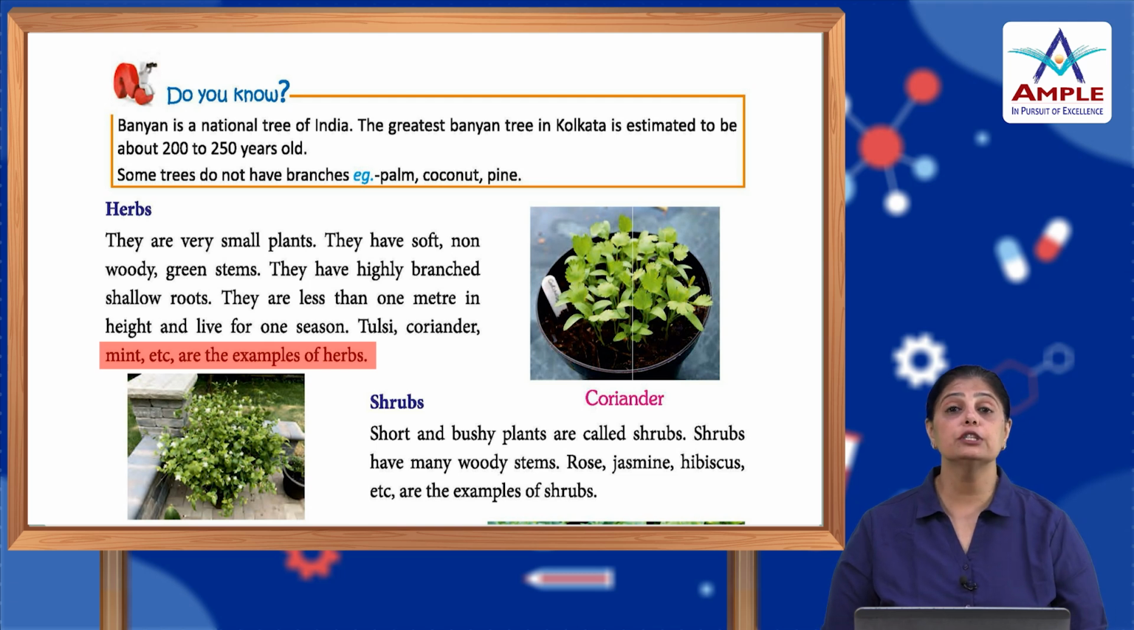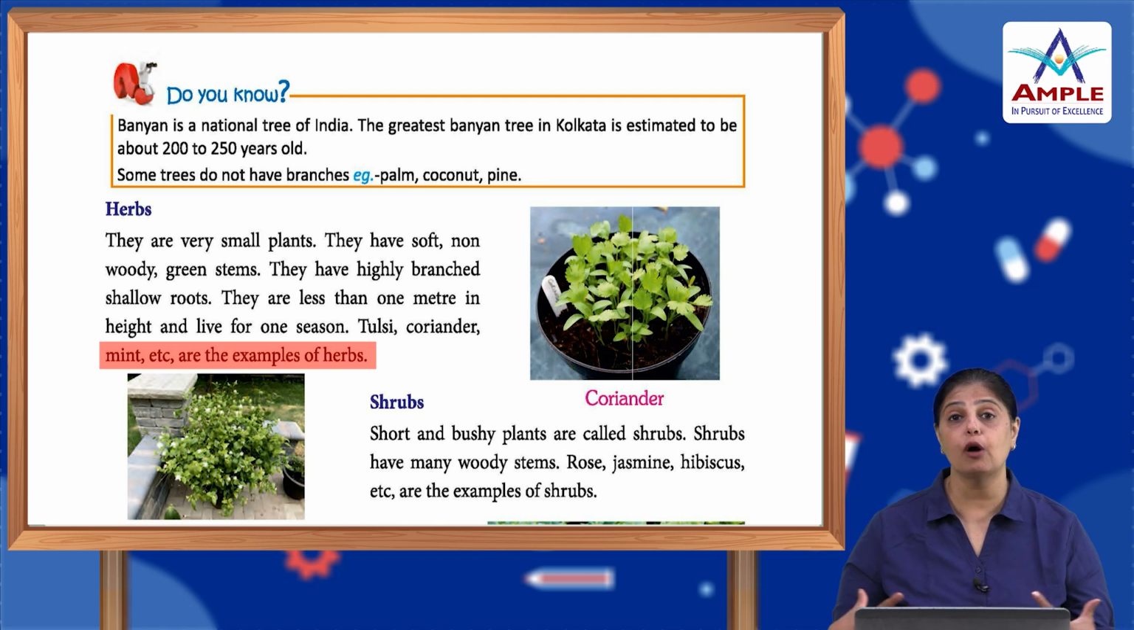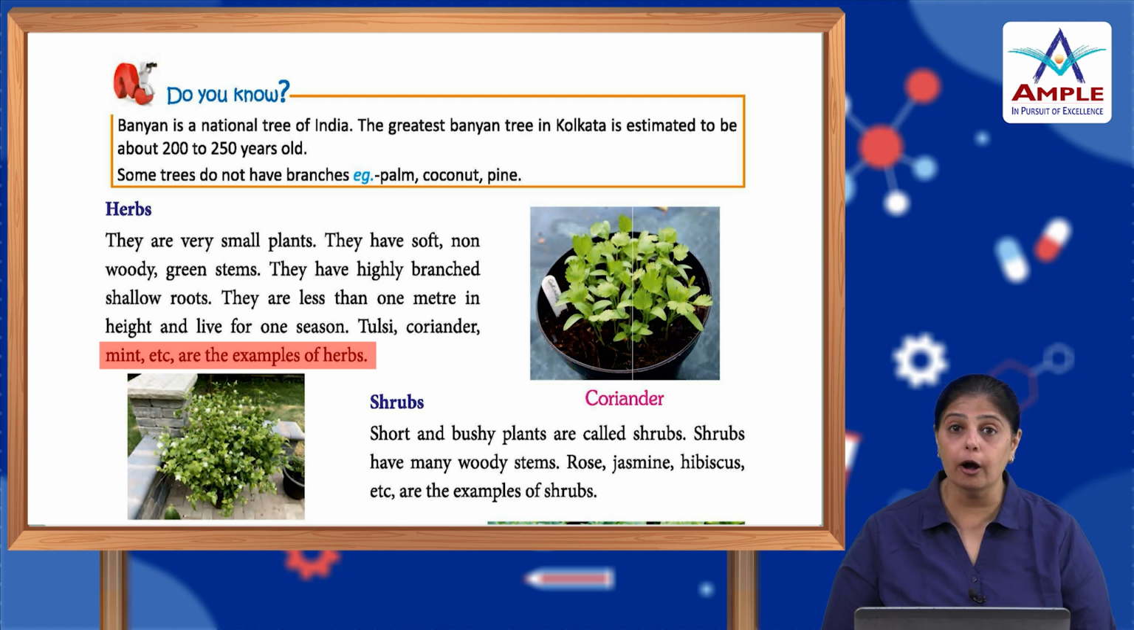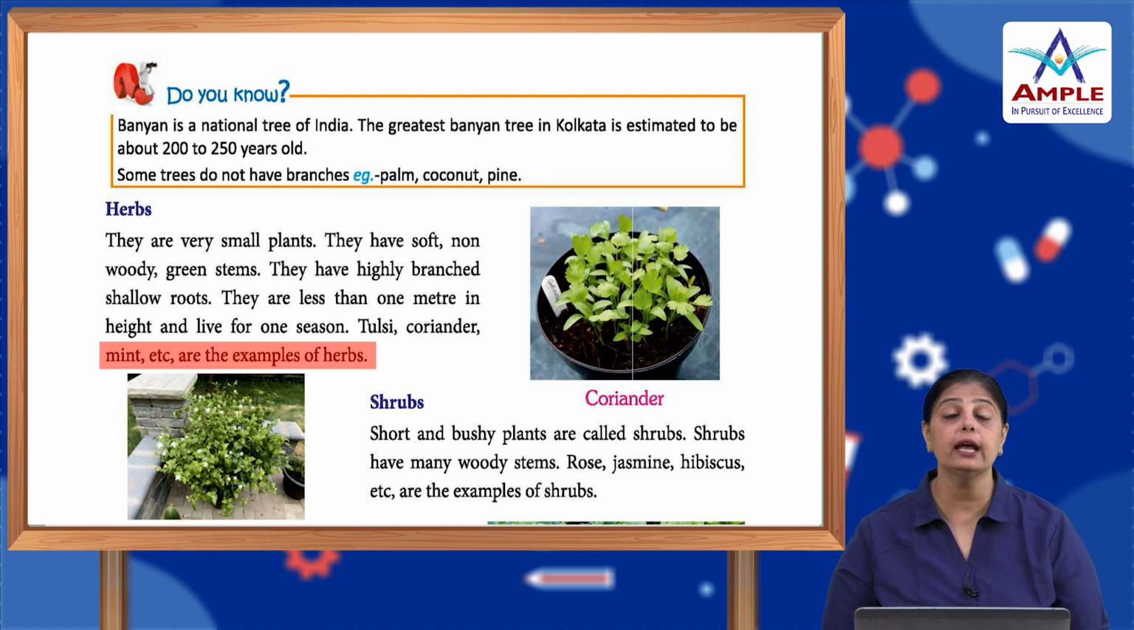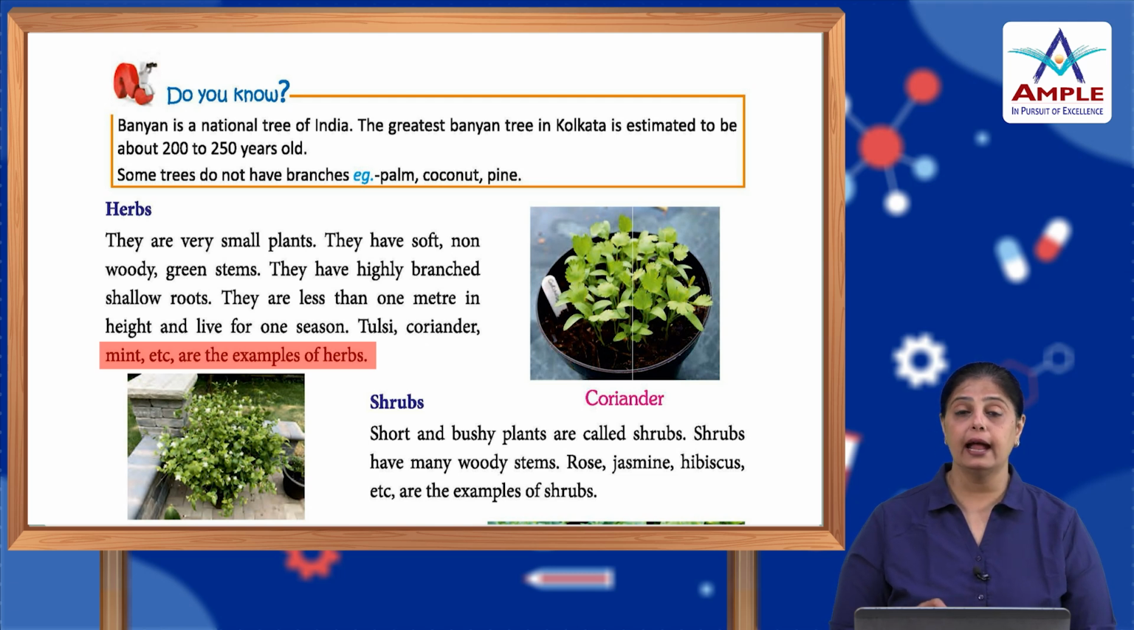So children, as we saw, the trees are really big, really huge. Their roots are spread deep down in the soil and they hold the tree firmly. However, when you look at the herbs, what are they? They are soft, and they have non-woody stems. They have green but non-woody stems, and their roots are also shallow. They are not very deep down. They are less than 1 meter in height and live for one season only. So herbs do not stay for long years. They stay only for a season.